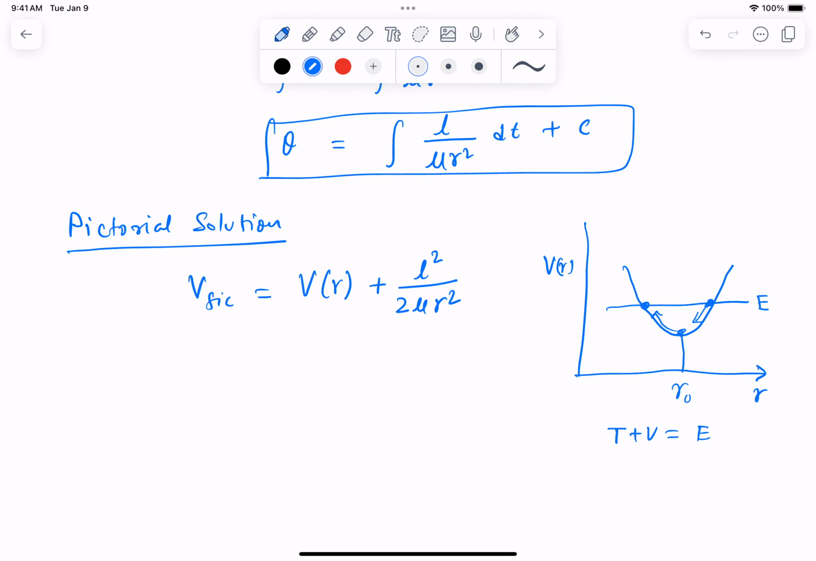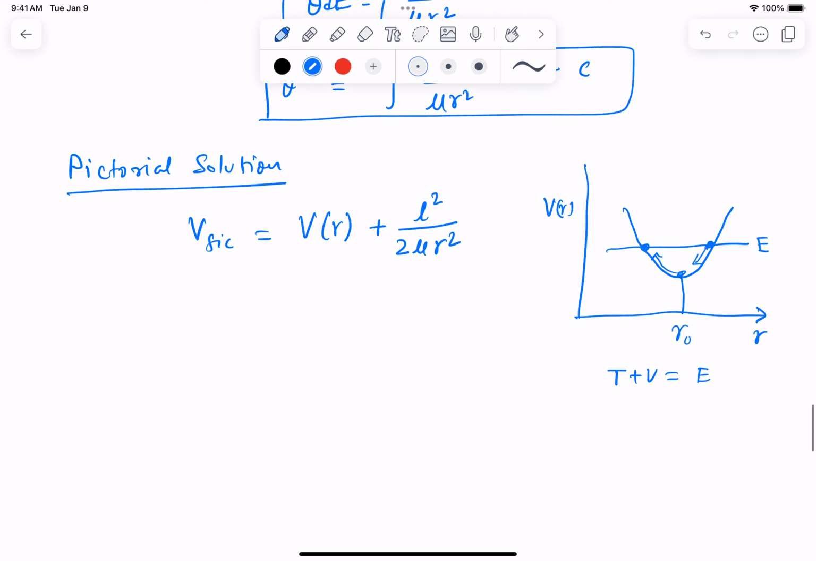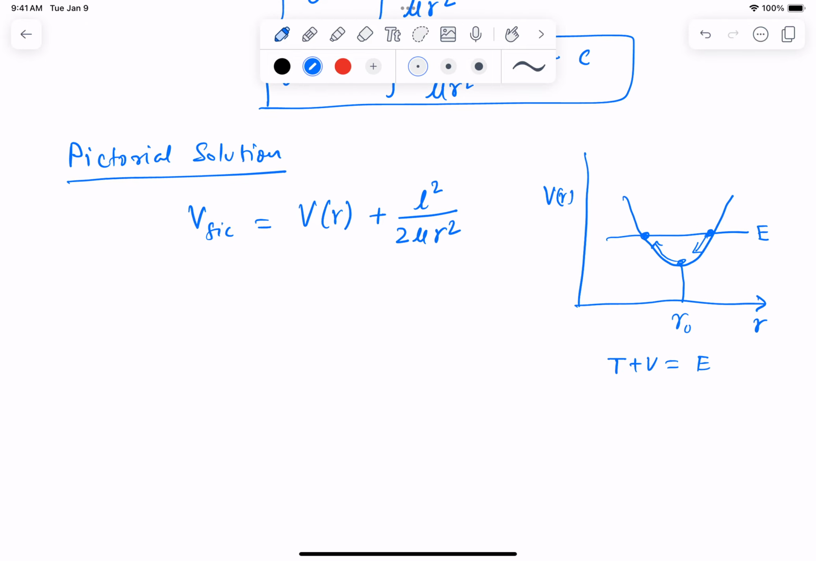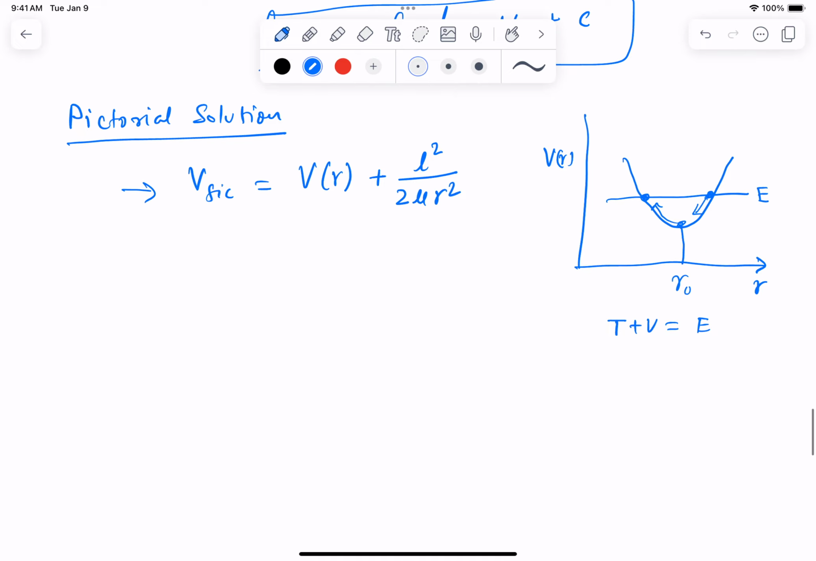And as it goes down, the potential energy turns into kinetic energy. And as it goes up, the kinetic energy turns into potential energy and so on, and it keeps on oscillating in this potential well. So we know this from our previous classes. We can apply a similar idea to understand how an object would behave under any fictitious force.